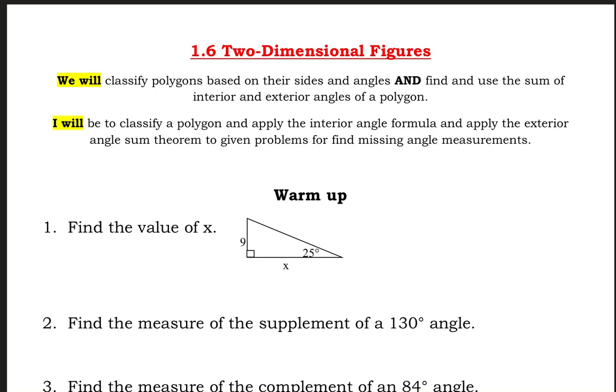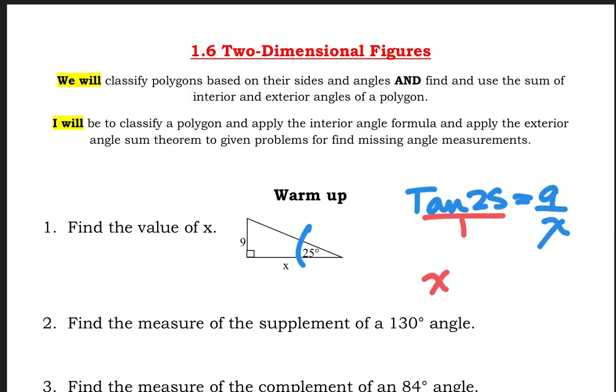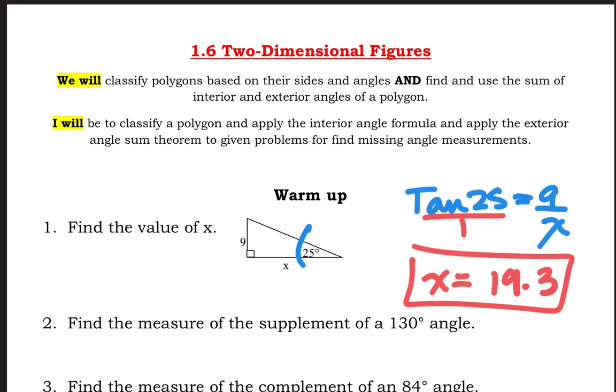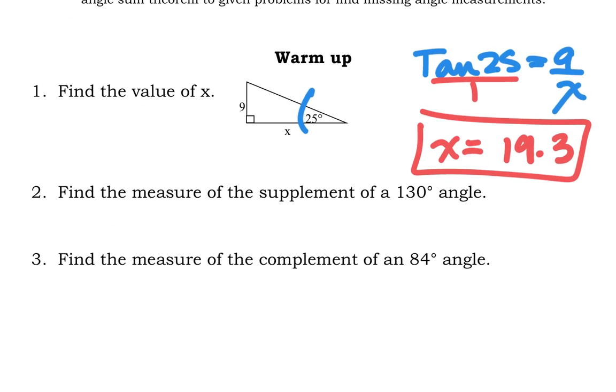Cosine or tangent? Tangent. All right, so we do tangent of 25 is equal to what? 9 over x. All right, you put your 1, you cross multiply. What did you get for the x value? 19.3.